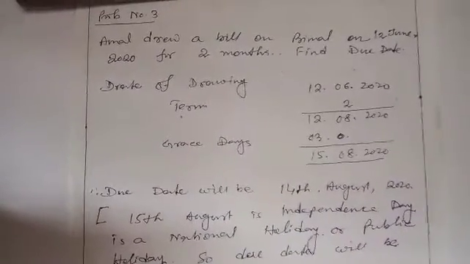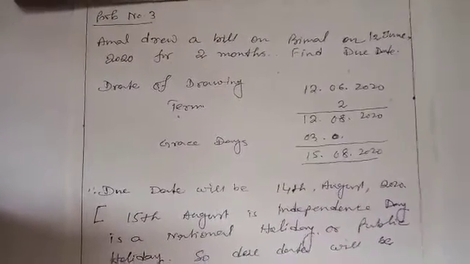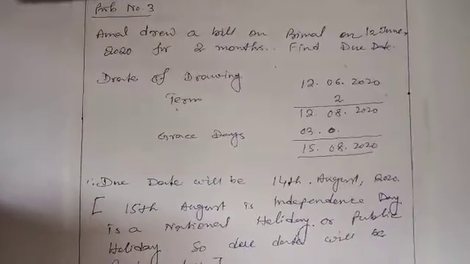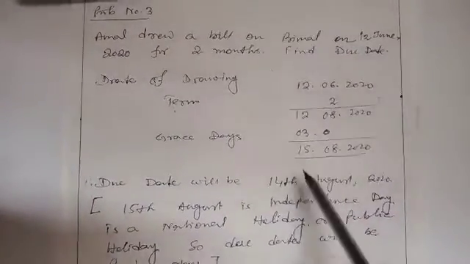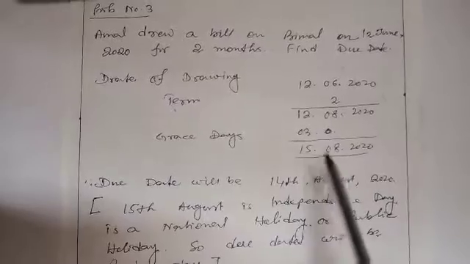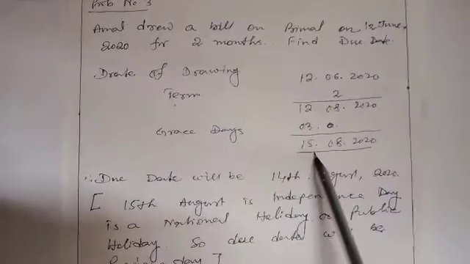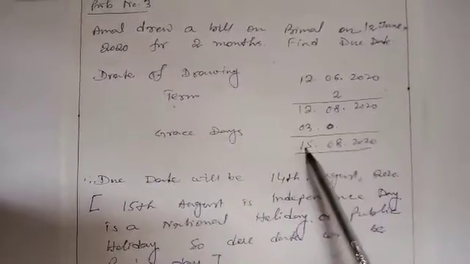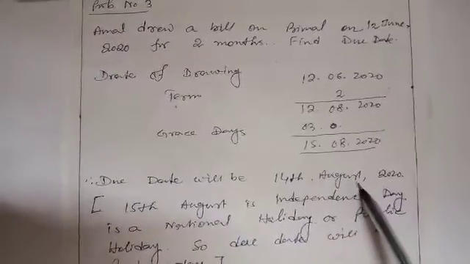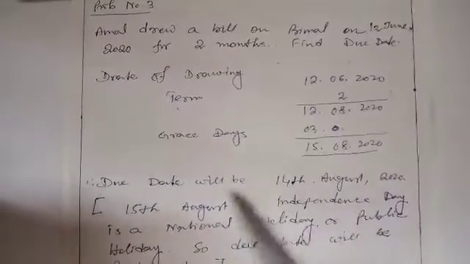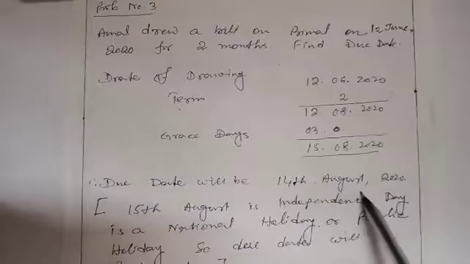But 15 August is a national holiday. So if after calculation you find the due date falls on a national holiday, then the day before, that is the 14th August, will be the due date. So the due date will be 14th August.